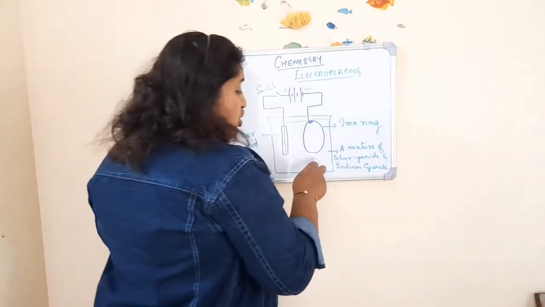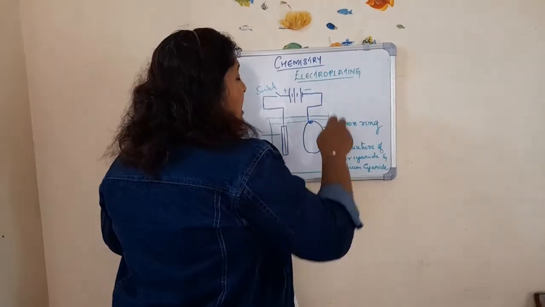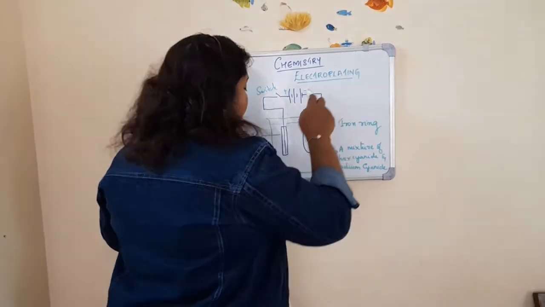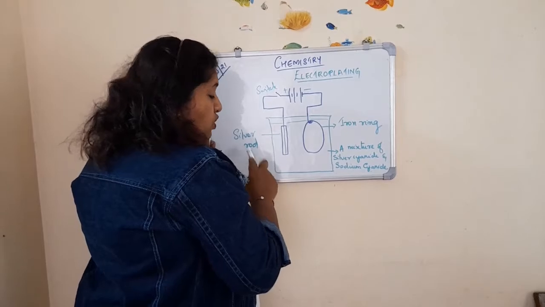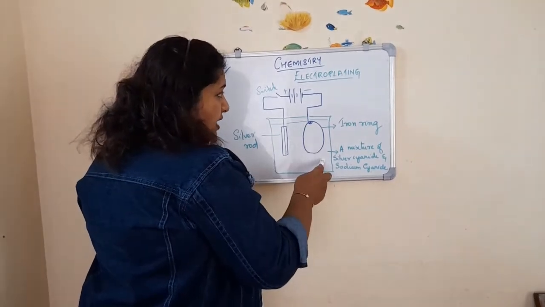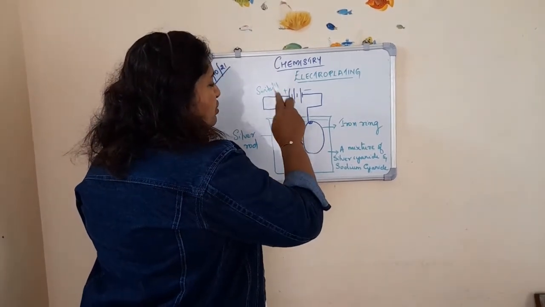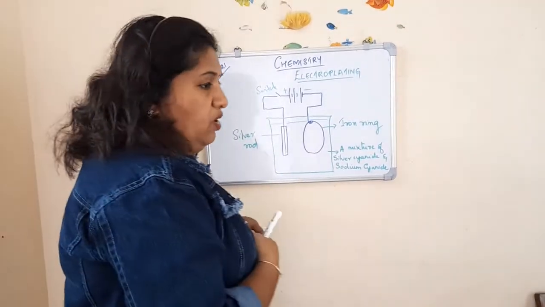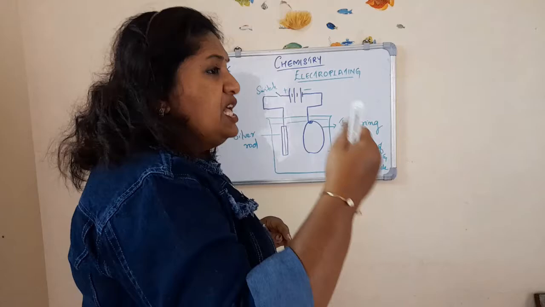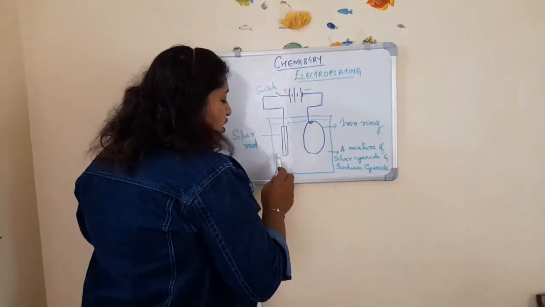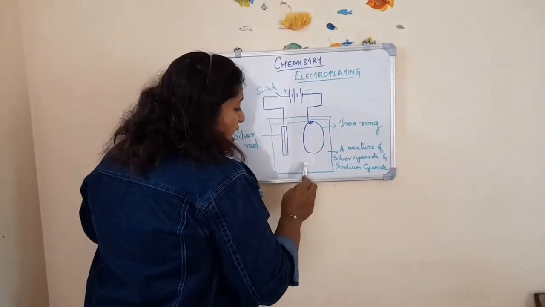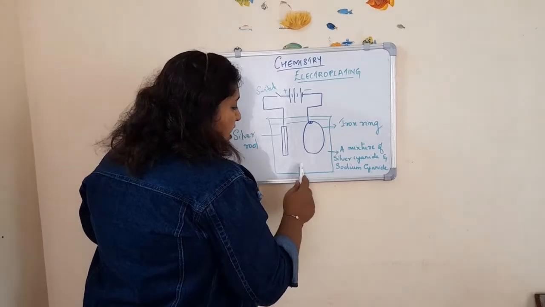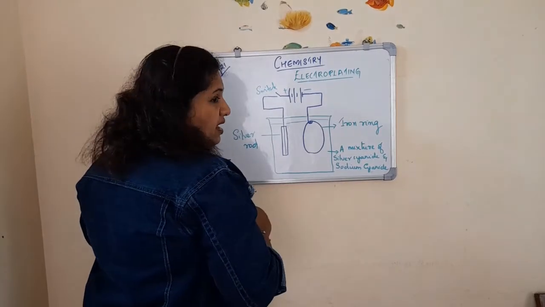So here, what happens? The iron ring which is to be electroplated is connected to the negative part. I want to coat silver onto the iron ring, so the silver will be connected to the positive part. Now when we switch on the current, what happens? Slowly, a thin layer of silver will be deposited onto the iron ring.